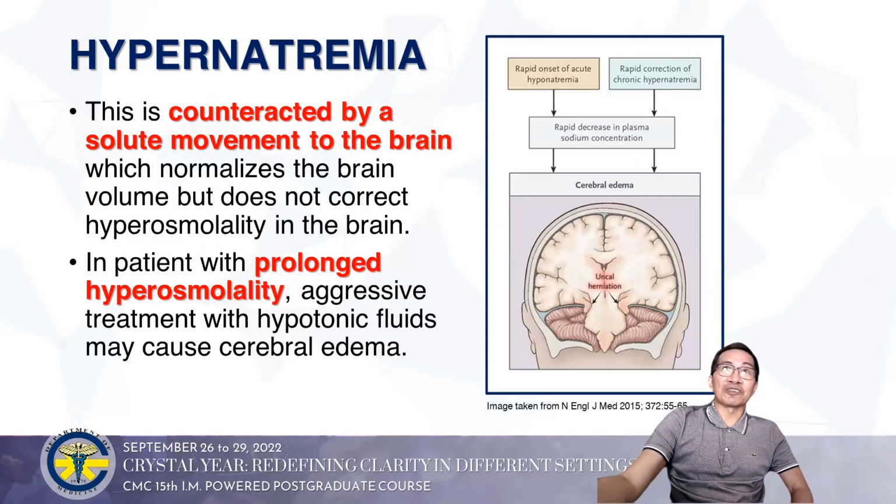This, however, is counteracted by a solute movement in the brain, which normalizes the brain volume but does not correct the hyperosmolality in the brain. So there's a counter-regulatory mechanism, but this mechanism does not correct the hyperosmolality in the brain. In patients with prolonged hyperosmolality, aggressive treatment with hypotonic fluids may cause cerebral edema.